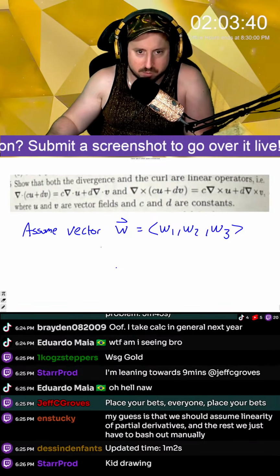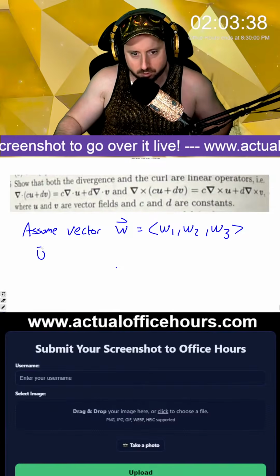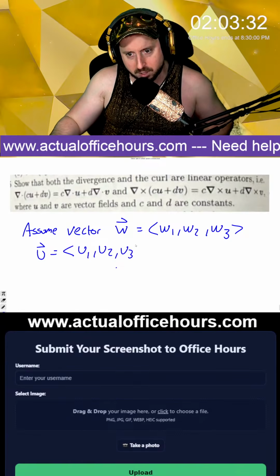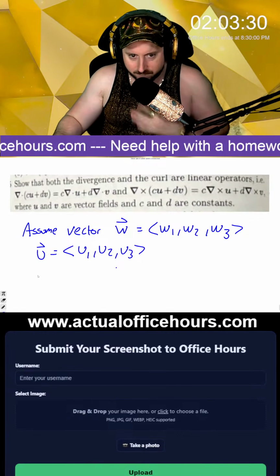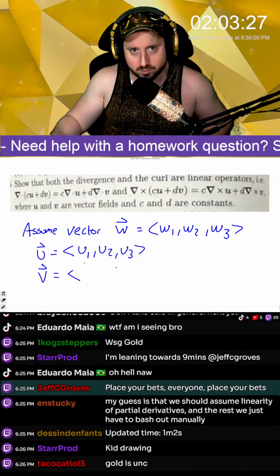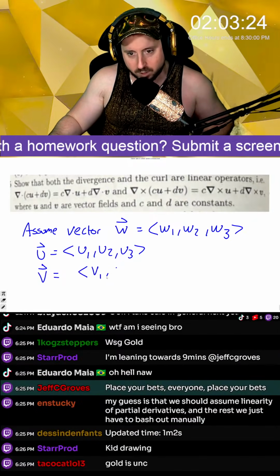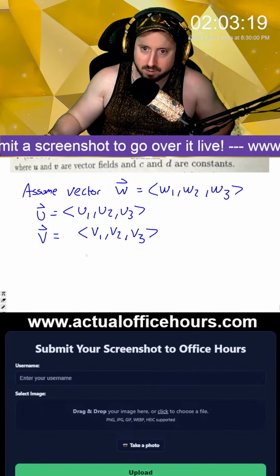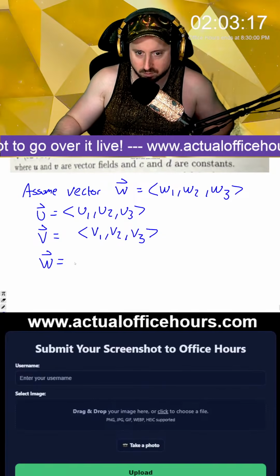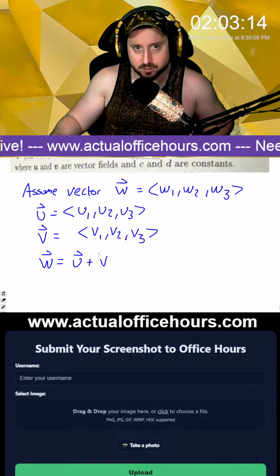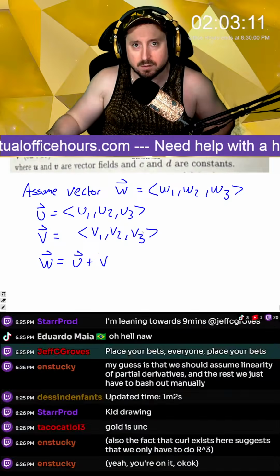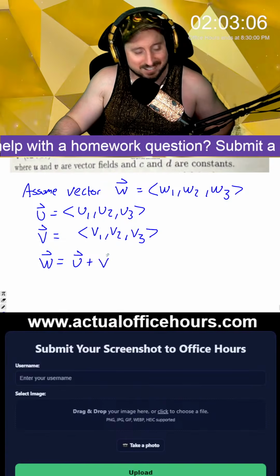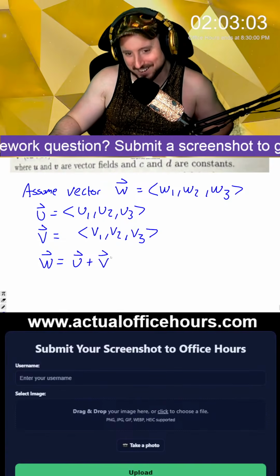And then let's come up with some other vectors. Let's say, for instance, that vector U has components U1, U2, U3. And that vector V has components V1, V2, V3. And then let's assume that vector W is equal to vector U plus vector V. Yeah, you have to do it in R3, right? Yeah, exactly, right. No, that's not how it works.